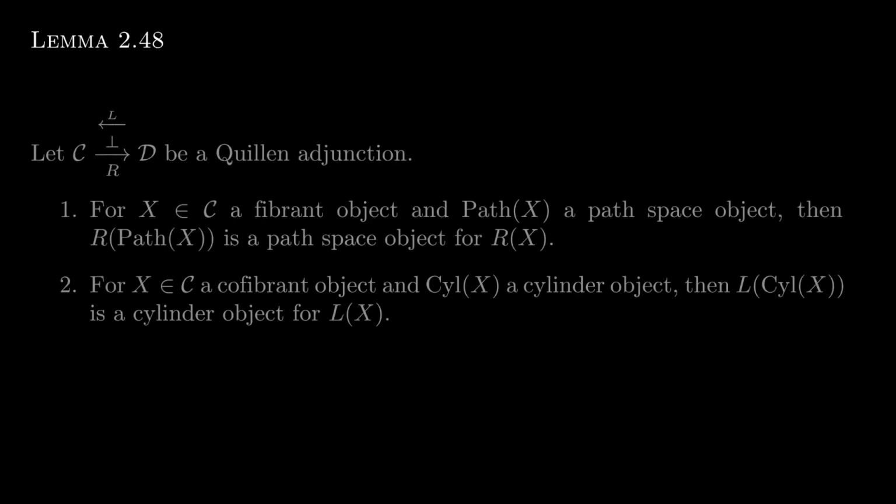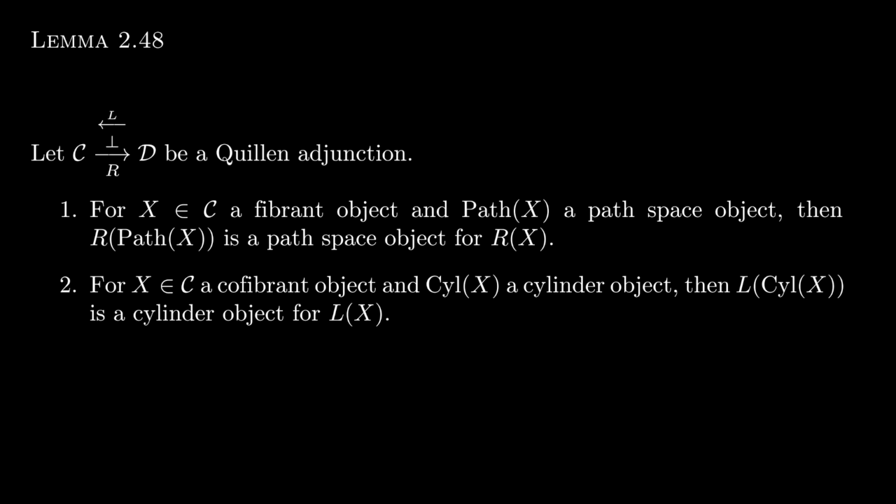So let's keep seeing if and how Quillen adjunctions preserve model category structures. Given a Quillen adjunction, this lemma says that R of a path space object of X in C is a path space object in D for RX if X was fibrant to begin with. Dually, if X was cofibrant to begin with, then its cylinder object is sent to a cylinder object for LX under L. So we'll prove the second case.